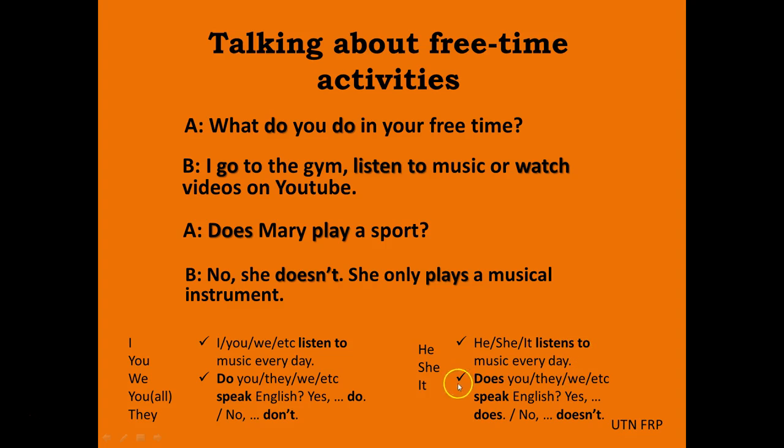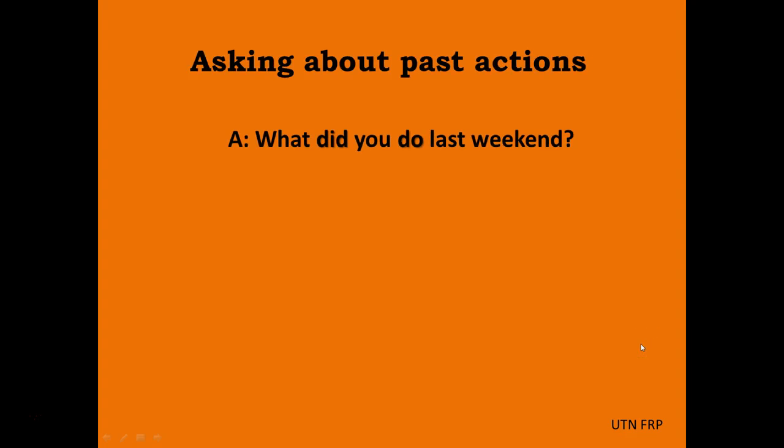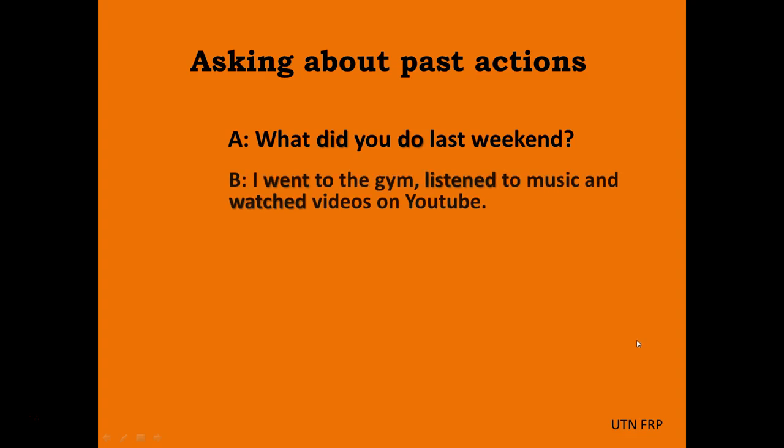Then in the presence of he, she, it, we added an s to the verb in positive statements, and then for questions we used does and then the verb in its infinitive form, right? For the negative, we use doesn't. But now, if we talk about past actions, we say, what did you do last weekend? I went to the gym, listened to music, and watched videos on YouTube.